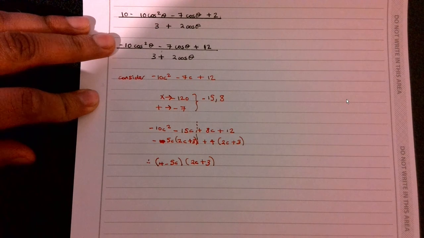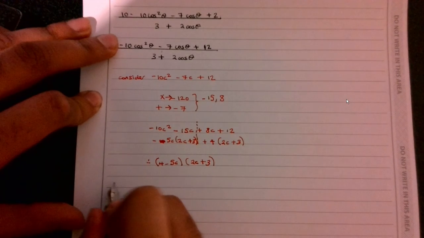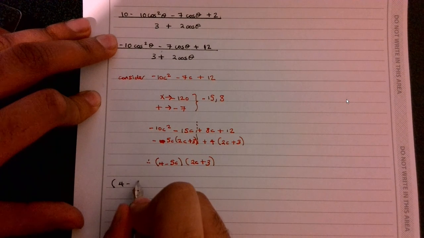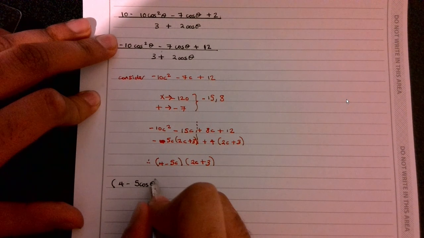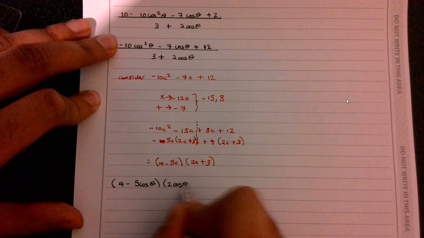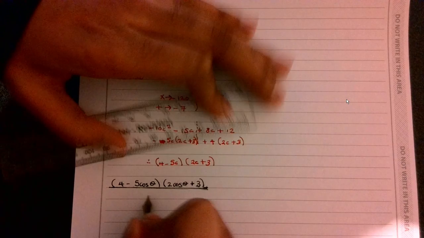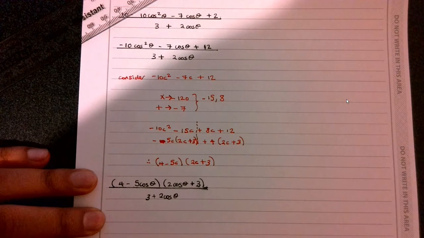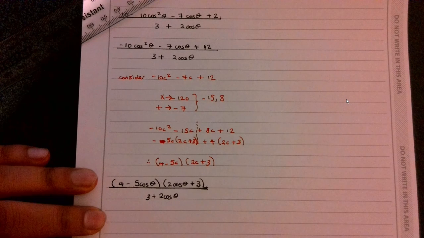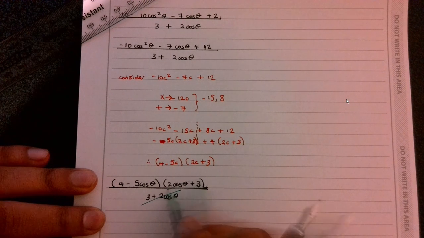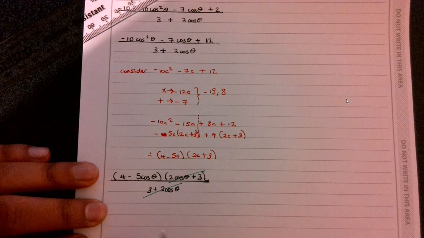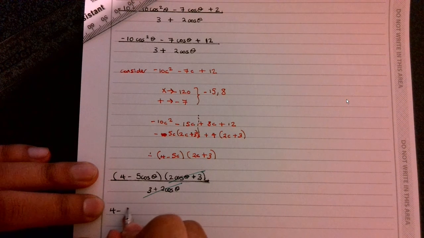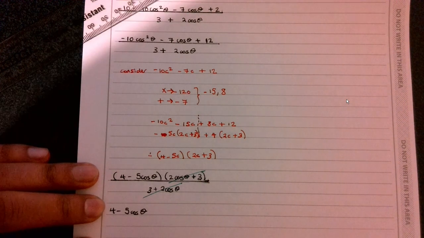Okay, so what we can do now is rewrite the top in terms of what we've just found. So we have over here 4 minus 5 cos theta, lots of 2 cos theta plus 3 over 3 plus 2 cos theta. Okay, and happily for us, the 3 plus 2 cos thetas cancel, so we end up with 4 minus 5 cos theta.